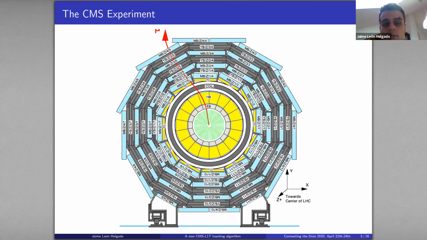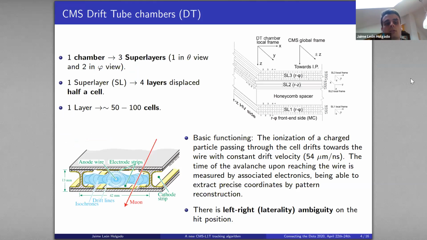Talking about the muon chambers, in the barrel we have both the resistive plate chambers, or RPCs, and the drift tube chambers, or DTs. Each of these wheels is divided in 12 sectors, and each sector is divided in 4 chambers, so we've got 4 DT chambers on each sector. Each chamber is divided in 3 super layers, one in theta view and the other 2 in the phi view. Each super layer is made of 4 layers that are displaced half a cell between them. Also, each layer has around 50 to 100 cells.